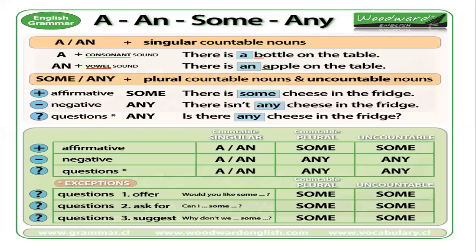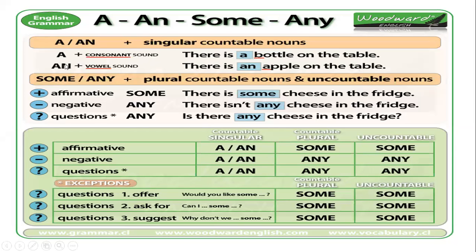Okay, here again, we have already started this, but I want just to remind you. An plus a singular countable noun. There is a bottle on the table. There is an apple on the table. Look, we use a plus consonant sound, when the next word starts with a consonant sound, like in bottle. There is a bottle on the table.